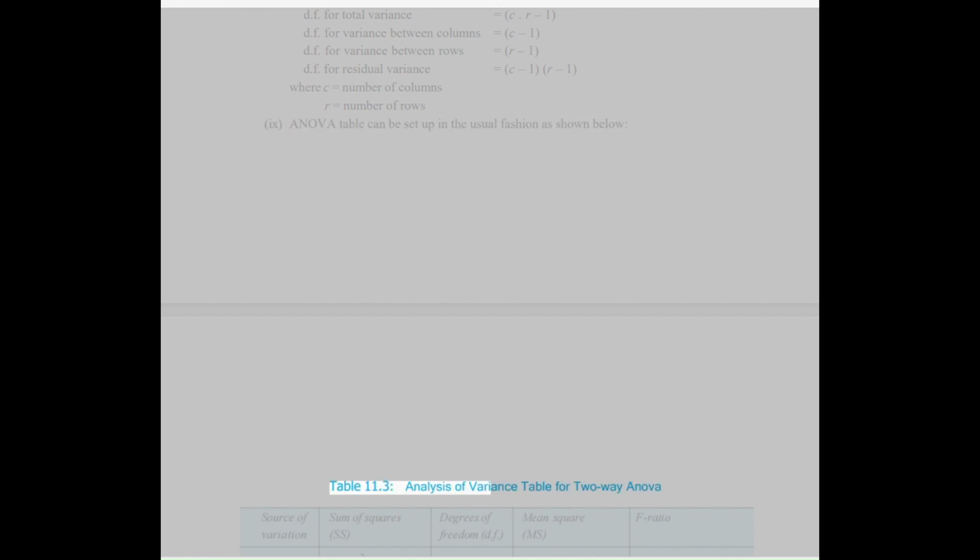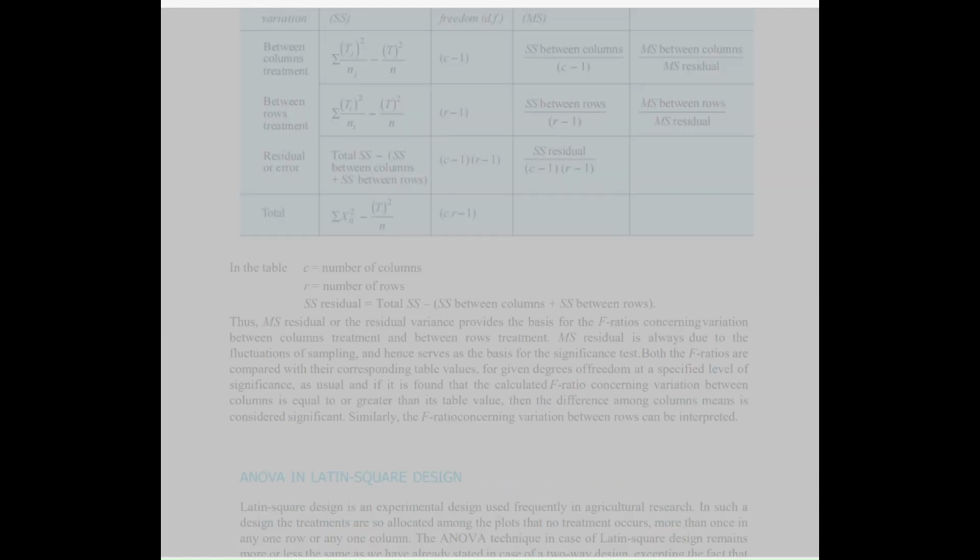Table 11.3 Analysis of Variance Table for Two-Way ANOVA. Pause the video to look at the table. In the table, c is equal to number of columns, r is equal to number of rows, SS residual is equal to total SS minus SS between columns minus SS between rows.